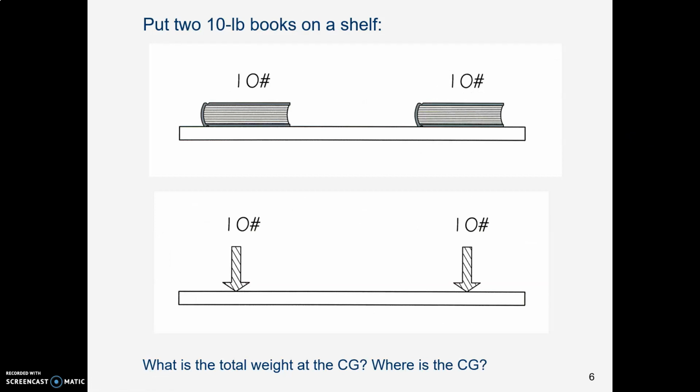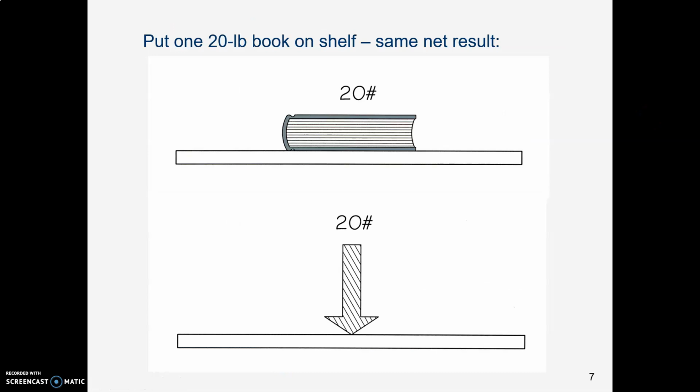Let's back up and think about this a little bit more. So let's say you have a shelf with 2 books on it. Each book weighs 10 pounds, and they're the same distance from each end of the shelf. So what's the total weight on that shelf? And where is the center of gravity of that assemblage of books and shelves? Well, the total weight must be 20 pounds, and if you put one 20-pound book on the shelf, it would have the same net result as those 2 10-pound books, wouldn't it?